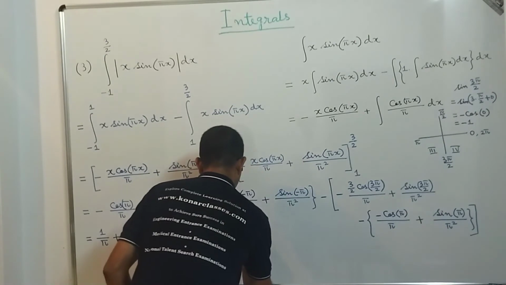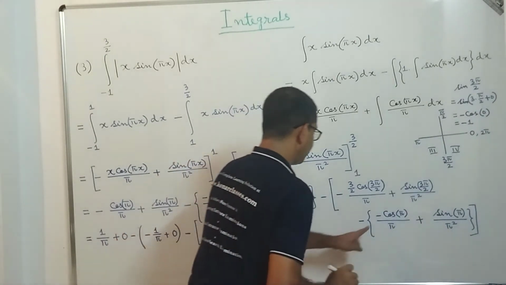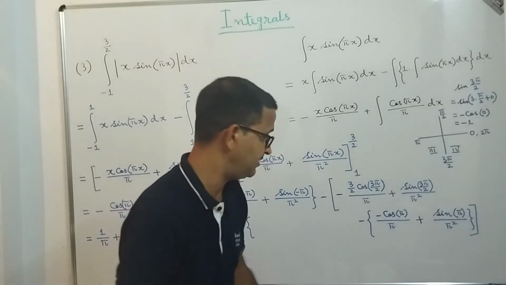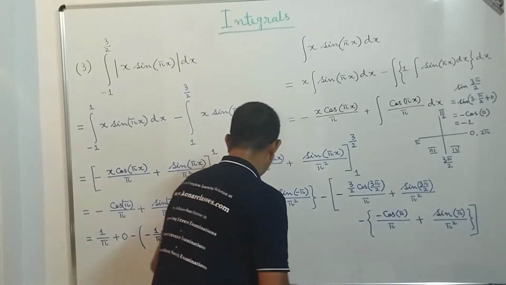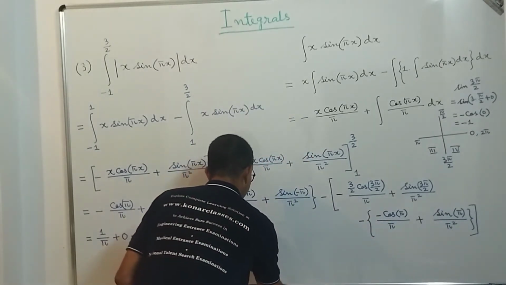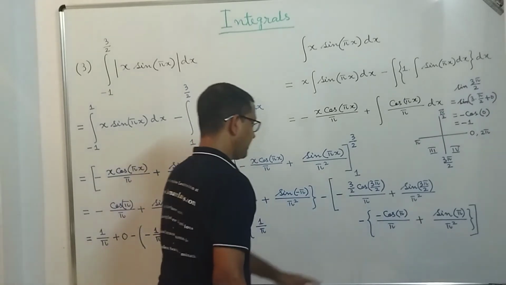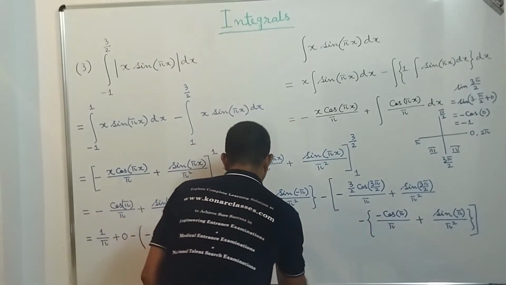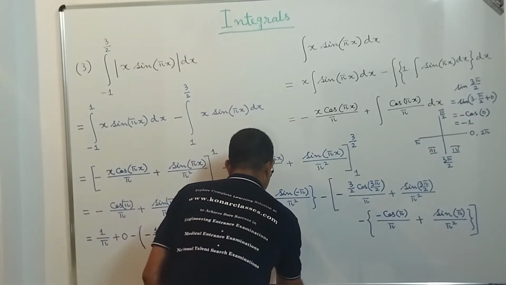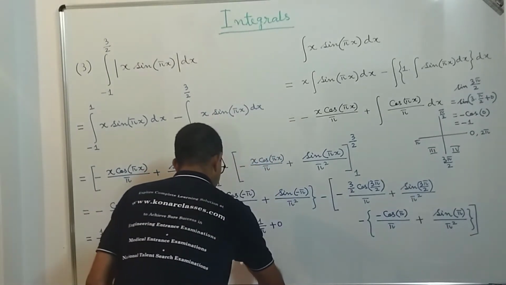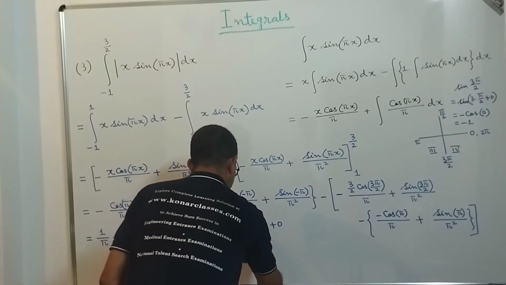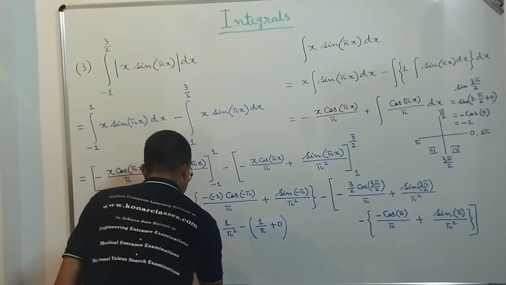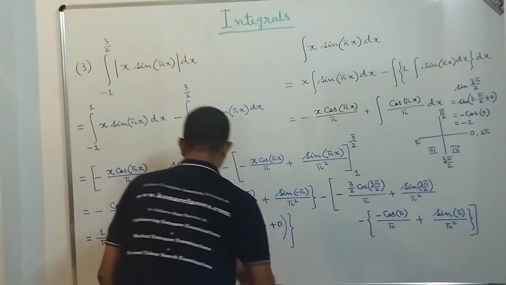Now minus, what we get here, dear students? The value of cos pi is minus 1. So minus into minus becomes plus, so we can write here 1 by pi. And plus sin pi is 0, so we can just write plus 0. In fact, we can write the first bracket here, and give the second bracket here. Okay, now let's compute the value.